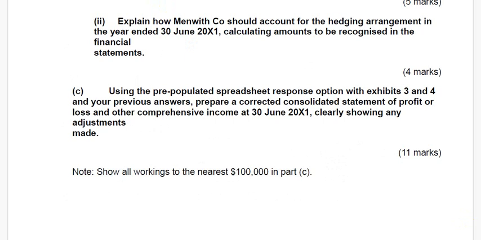The next task is using the pre-populated spreadsheet response. Using the pre-populated spreadsheet response options from exhibit 3 and 4 and your previous answers, that is exhibit 1 and 2, prepare a corrected consolidated statement of profit or loss in other comprehensive income at 30 June 20x1, clearly showing any adjustments.